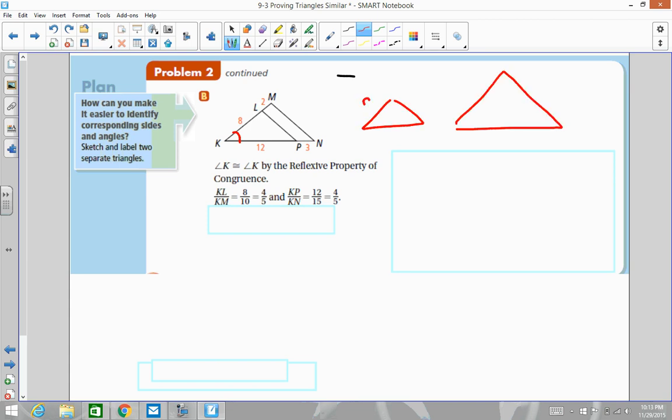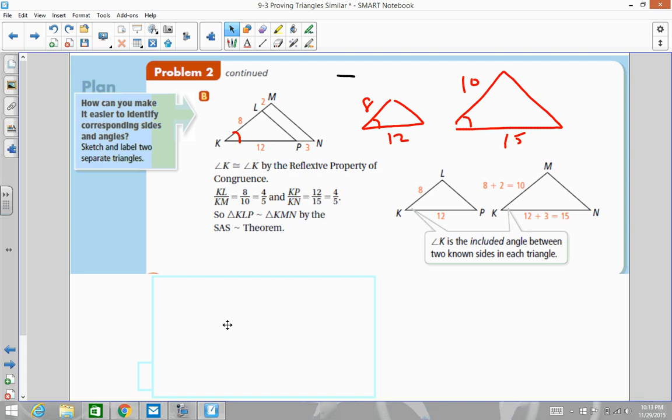So we have that one triangle in here, and then we have that other triangle in here. And so this is the 8 and the 12, and then this is the 10 and the 15. And so we have 8 over 10, and then we have 12 over 15. They both reduce to the same value. They both have that angle on the inside. So this one's going to this one, and so this would be side angle side similarity.